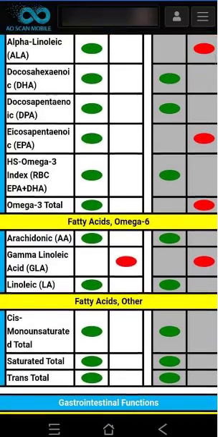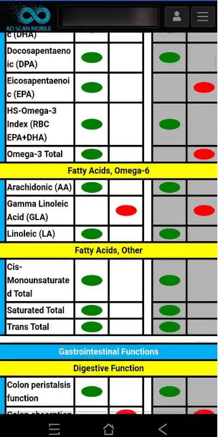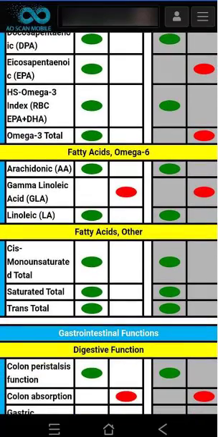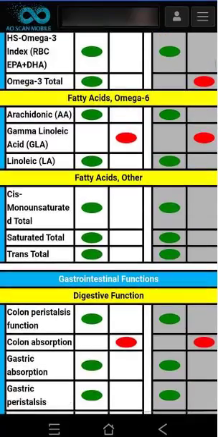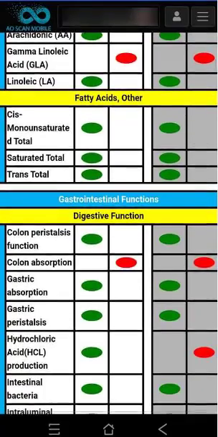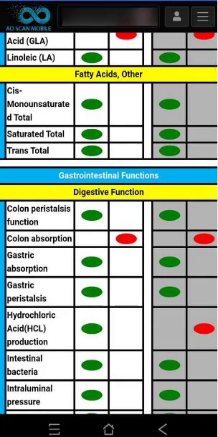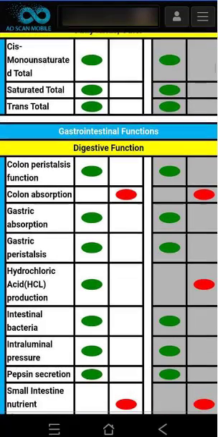And we're going to go down to fatty acid omega-6, and we've got the gamma-linoleic acid is out of range, but the linoleic is in range. Be grateful for everything that's in range, and we'll eat more of the foods that have the GLA in it to bring that into range. Other fatty acids, monounsaturates and saturates, are all in range.